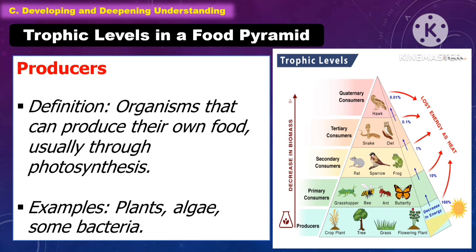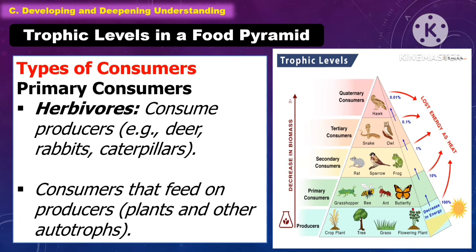The producers are organisms that can produce their own food, usually through photosynthesis. Examples are plants, algae, and some bacteria. The following are the types of consumers. The first one is the primary consumers, also known as herbivores. They consume producers, for example deer, rabbits, and caterpillars. These are consumers that feed on producers or plants and other autotrophs.